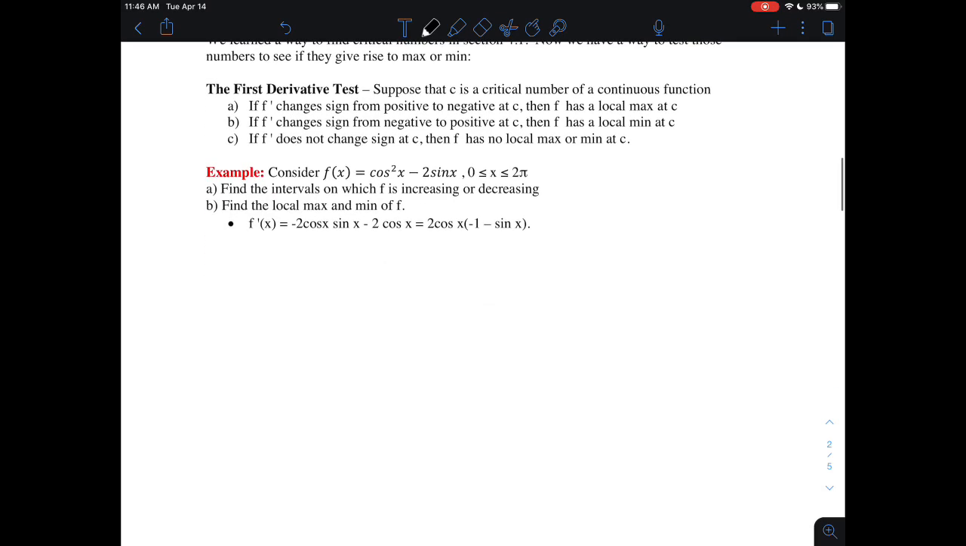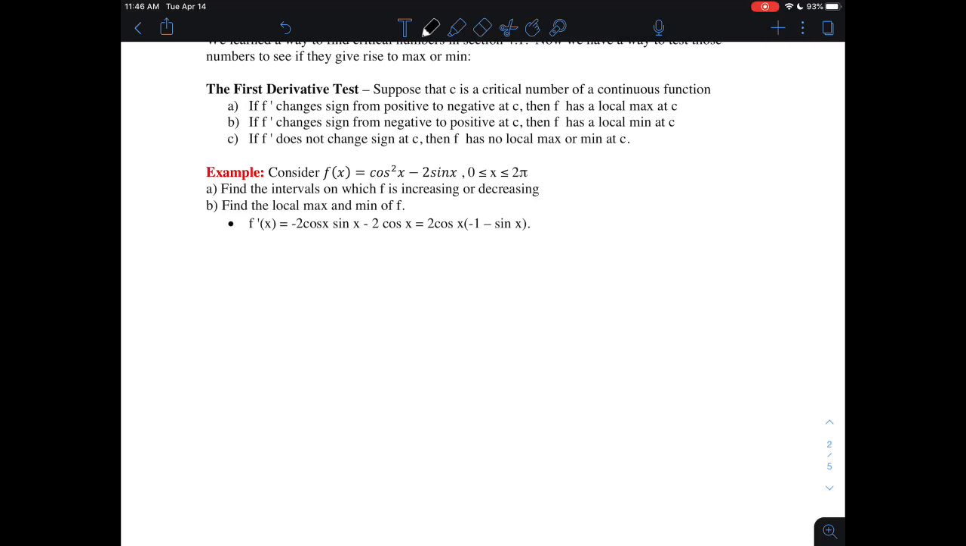So first of all, to find the derivative of cosine squared x would be 2 cosine x, but then by the chain rule times the derivative of cosine, which is negative sine. So that's why we get negative 2 cosine x sine x. And then minus the derivative of 2 sine x is 2 cosine x. I can factor out a 2 cosine x from both terms, and I would have 2 cosine x times negative 1 minus sine x.